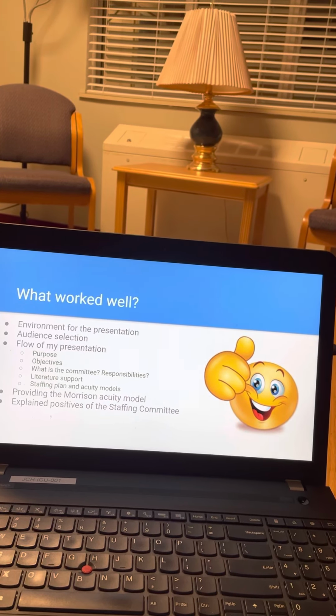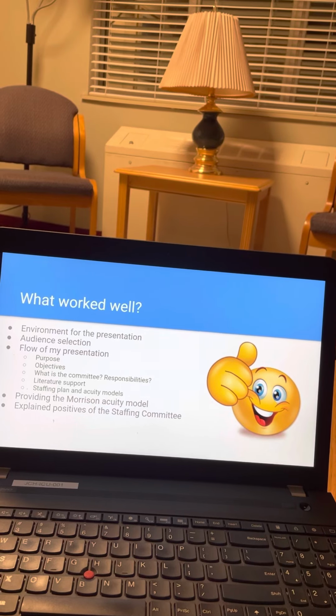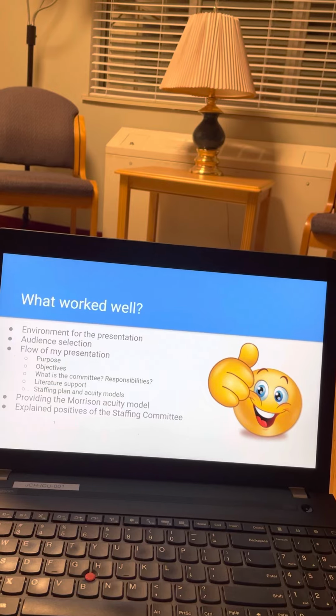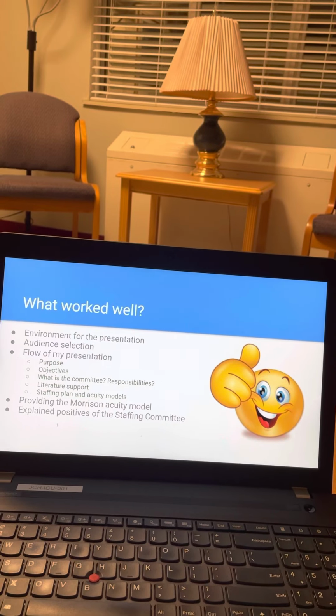Overall, I was happy to explain that the nurse staffing committee is a positive addition to our hospital, and each nurse tries to have everyone's back while acknowledging everybody's concerns and ideas.